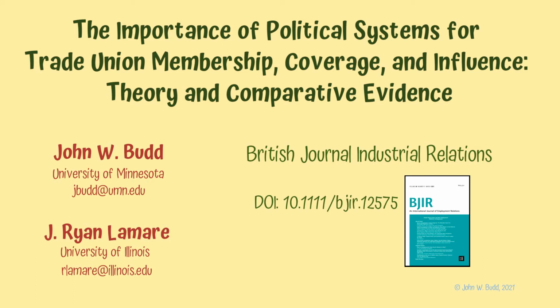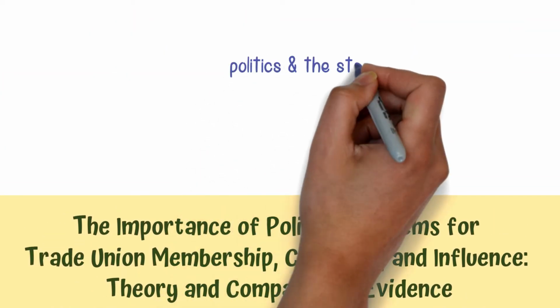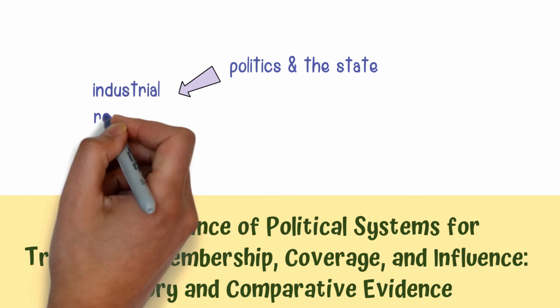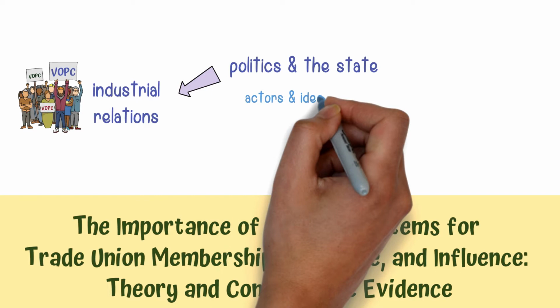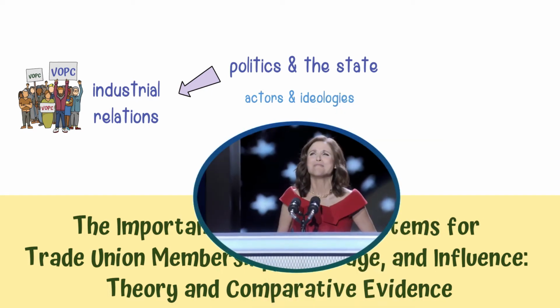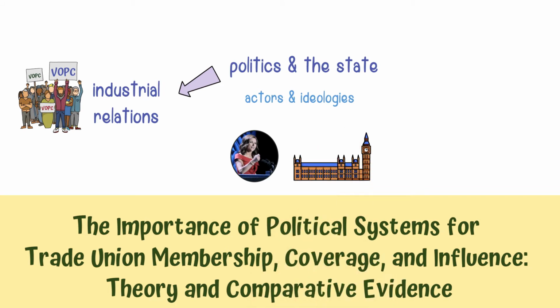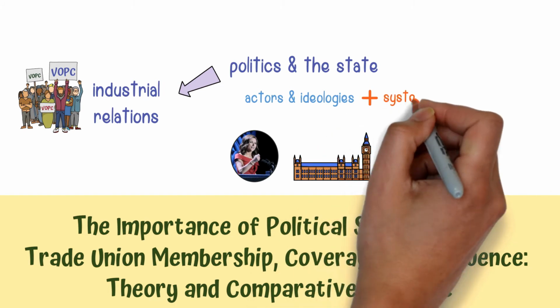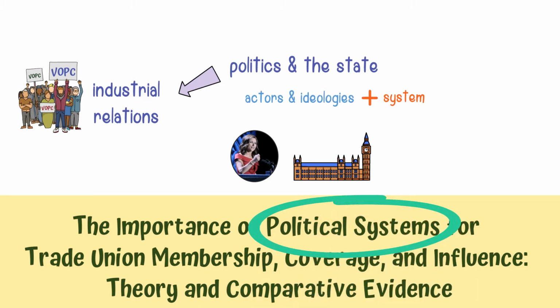The importance of political systems for trade union membership, coverage, and influence. Theory and comparative evidence. The important influence of politics in the state on industrial relations has long been recognized, but this typically focuses on actors and ideologies, such as what policies left or right-leaning parties champion, and how a country's laws affect industrial relations. We add to this by introducing the importance of a country's political system for industrial relations.